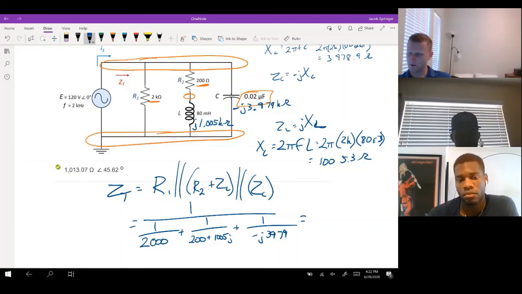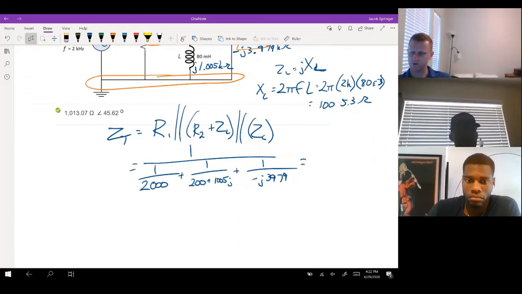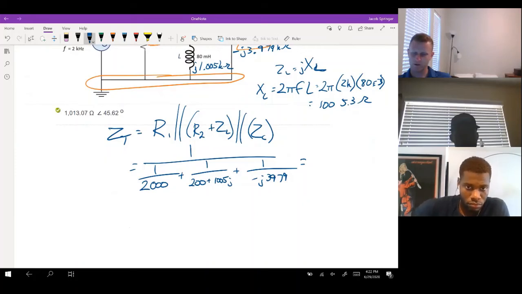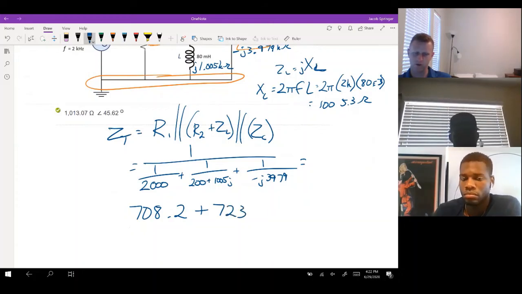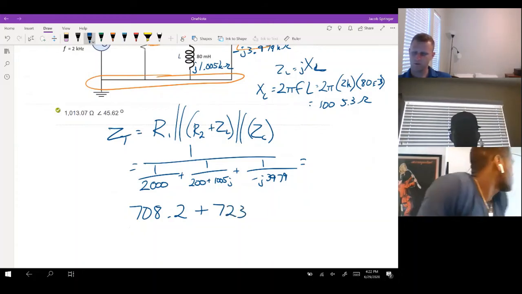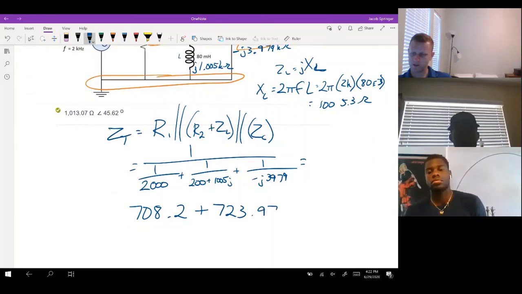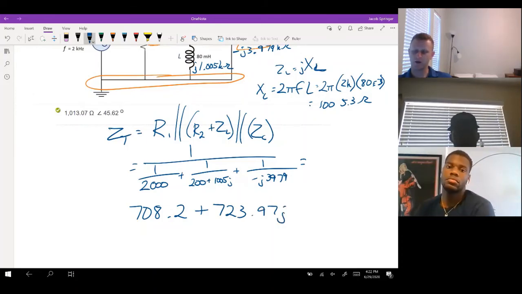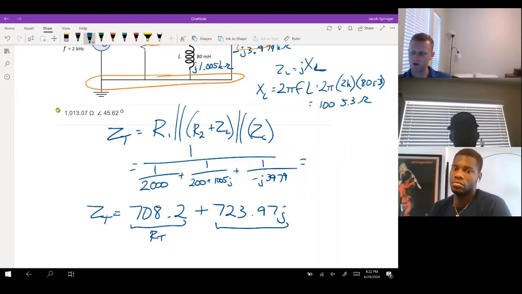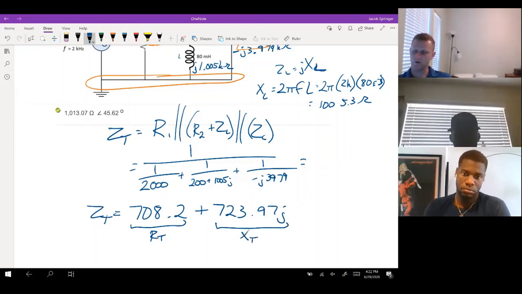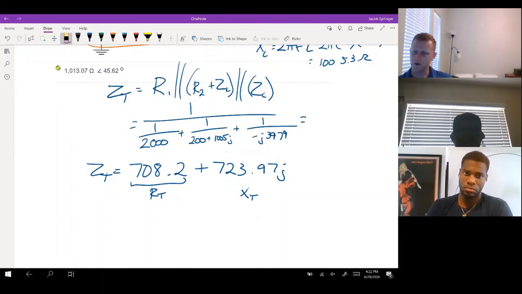I had originally written 20. So with my rounding, what I got was 708.2 plus 723.97j. So if I was looking at my Z total, right, this would be my R total, and this would be my X total. So if I was asked for my total circuit, my total resistance is 708 and my total reactance is 723.